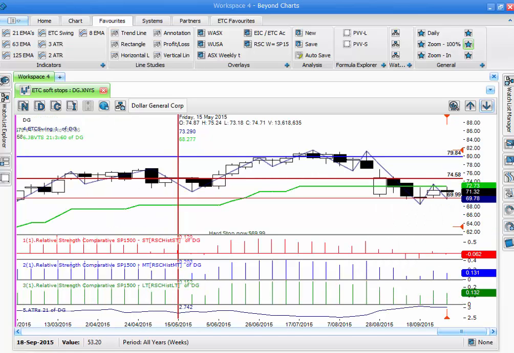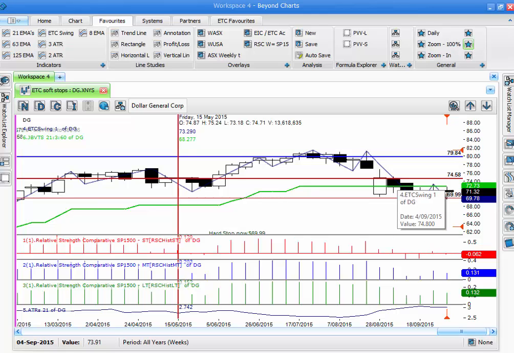Let's have a look at another example, DG. Again, when has price closed below our initial 2 ATR based soft stop? Well, we had a big gap down here, and ended up with a white candle at the end of the week. That candle went a little counter to the rest of the market. Big gap down, but then it closed very strongly, actually closing at 74.84, above our initial soft stop at 74.58. So nothing to do on that one.